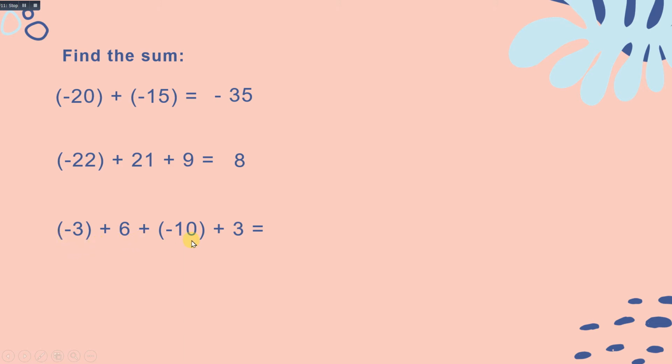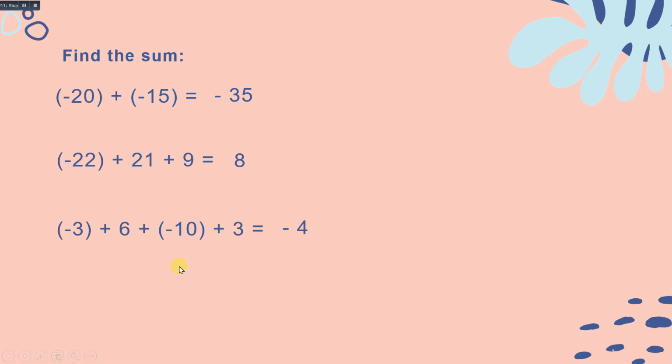The answer would be negative 4. Did you all get it right? Okay, I hope that you learned how to add integers with two main rules. Now, let us proceed to solving word problems involving integers.